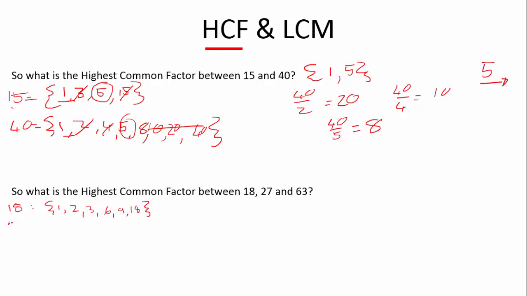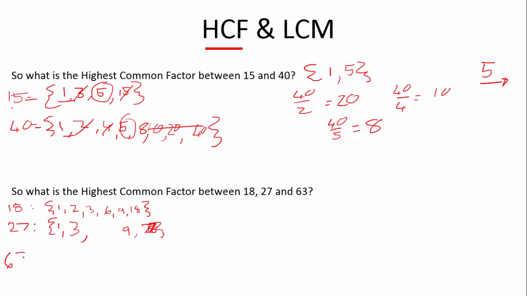What about 27? What are the factors of 27? We know there's a 1 and there's a 27. Is there 2? No, it's not even. Is there 3? Oh, there could be a 3. 3 and 9. That could work. Is there 4? No. Is there 5? No. Is there 6? No. 7? No. 8? No. So it must be just 1, 3, 9, and 27.